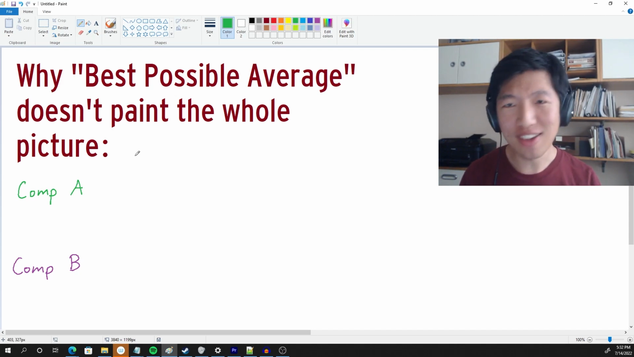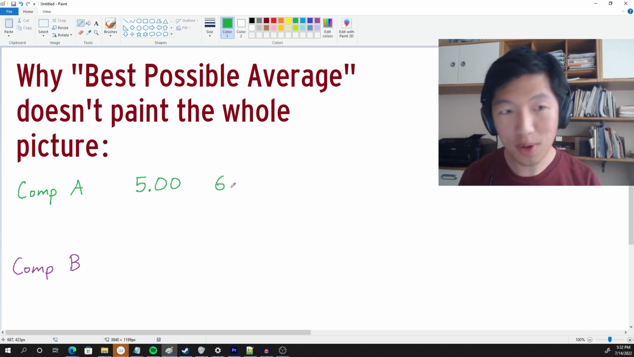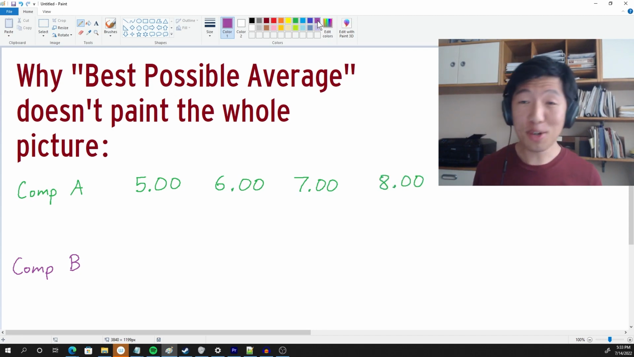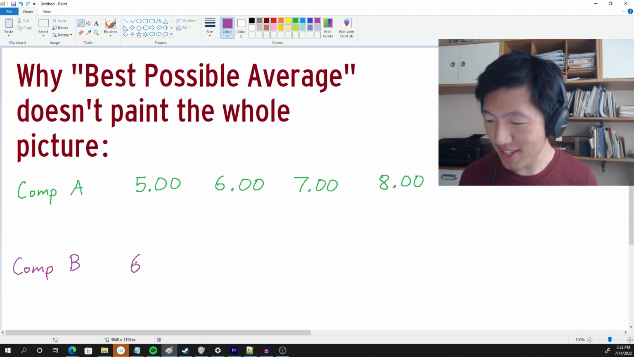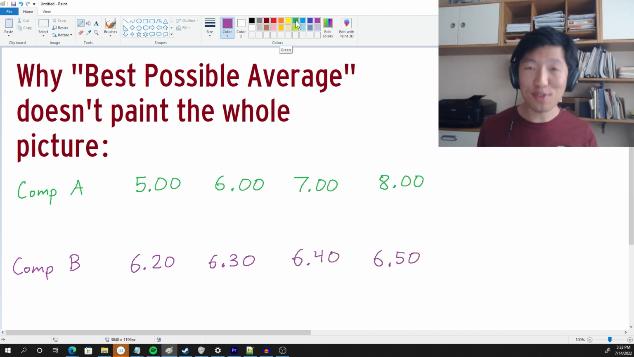Competitor A is not that consistent and has gotten times of 5.00, 6.00, 7.00, and 8.00. Competitor B is much more consistent, always getting low 6s, so they've got 6.20, 6.30, 6.40, and 6.50. And they haven't done their 5th solve of the round yet, and we as the audience want to know who's more likely to win.